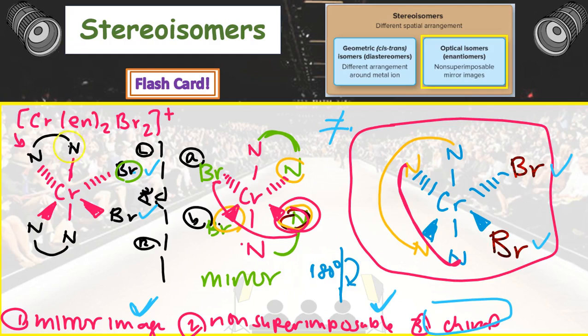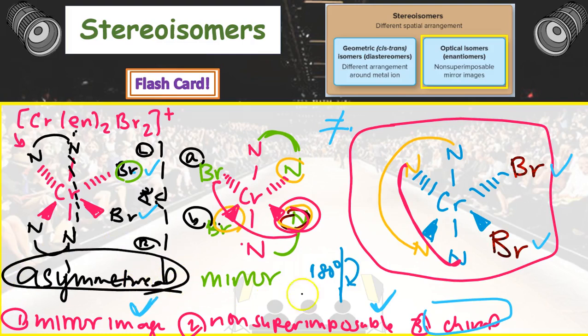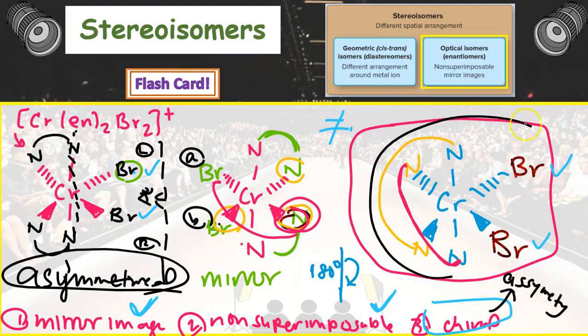If I'm looking at this image here and draw a line going through it, you would see that either side is not equal. When both sides are not the same, they're seen as asymmetrical. That asymmetry helps us realize that we're dealing with something that is chiral. You also will see the other optical isomer, or enantiomer, here is also asymmetrical.